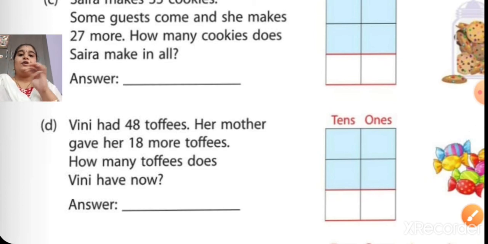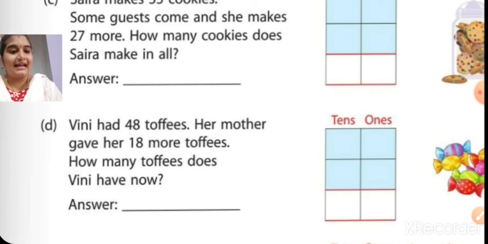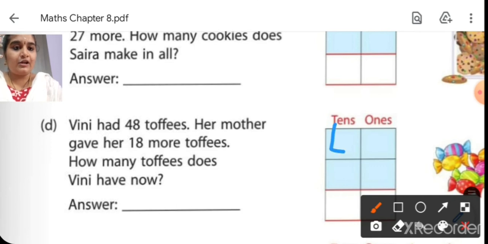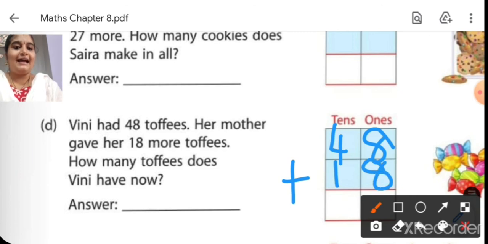Winnie had 48 toffees. Her mother gave her 18 more toffees. How many toffees does she have now? So what you have to do? We have to add. Okay. 48 plus 18. You are going to add and write the answer here. Okay.